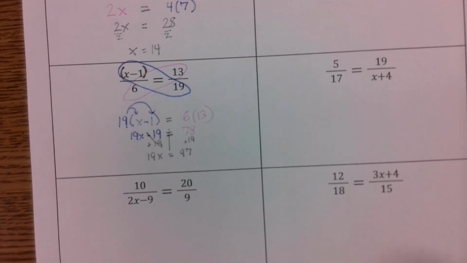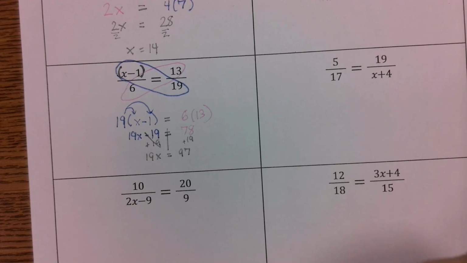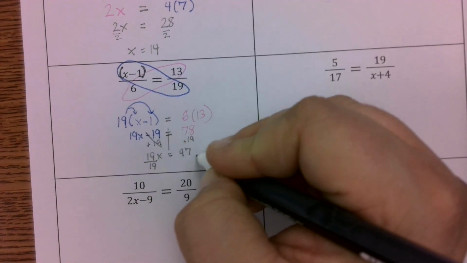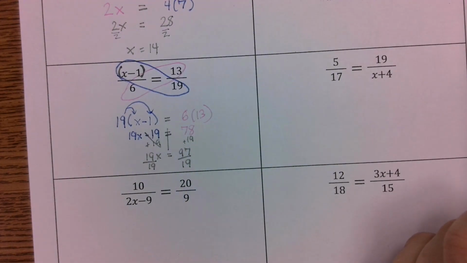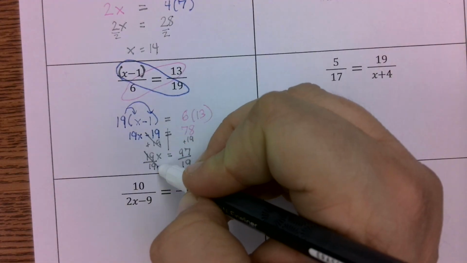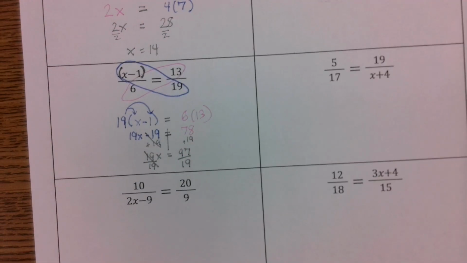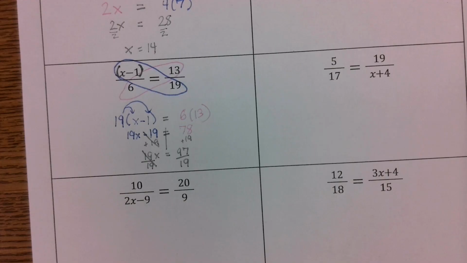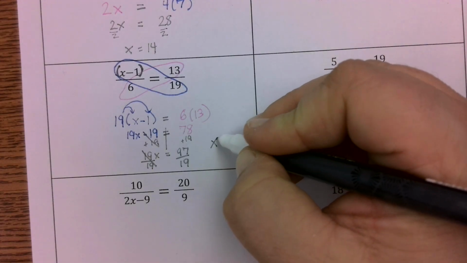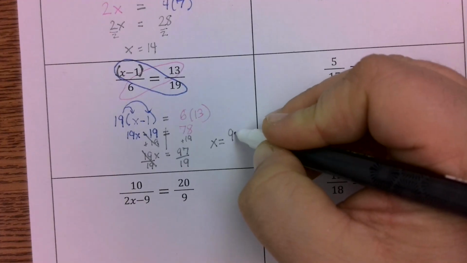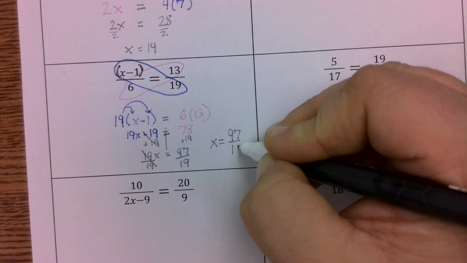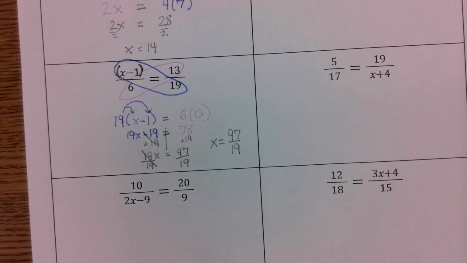Our last step should be to divide by 19 on both sides. Divide by 19 on both sides. I've lost a little bit of room here. If we put this on our calculators, you'll notice that we're not going to get an even value, and that's okay. We're just going to leave this as x is equal to 97 divided by 19. We can leave it as a fraction or as a proportion, and it is perfectly fine.